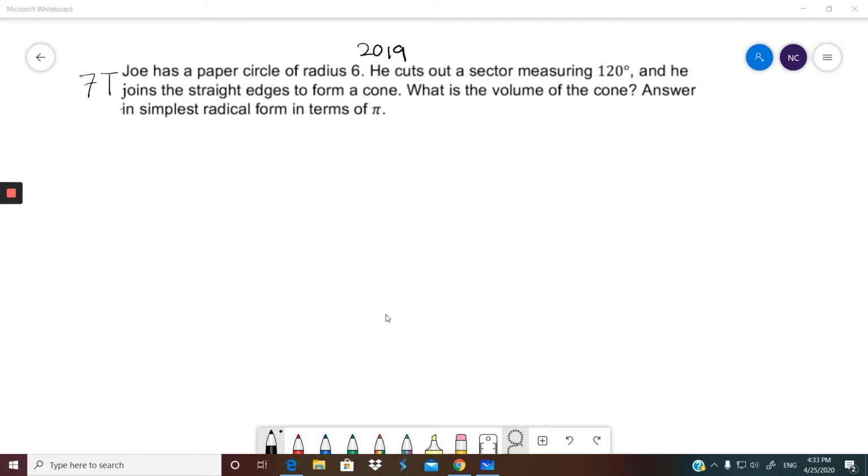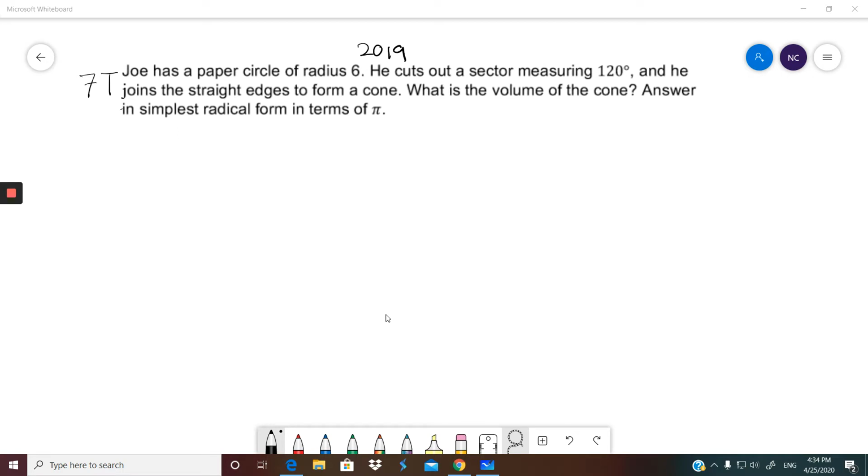Today we'll be going over the number 7 problem of the 2019 Pi m Squared team round. Joe has a paper circle of radius 6. He cuts out a sector measuring 120 degrees, and he joins the straight edges to form a cone. What is the volume of the cone? Answer in simplest radical form in terms of pi.